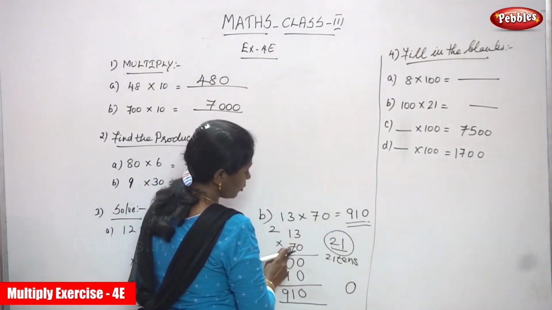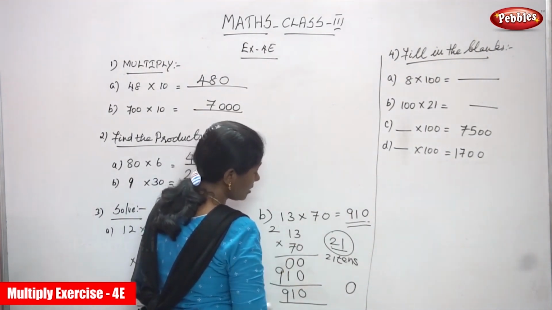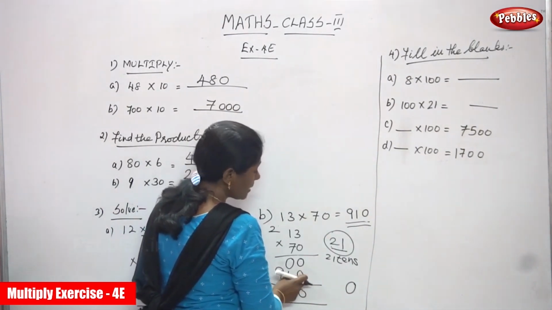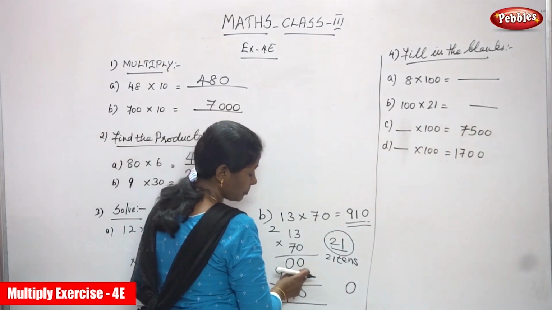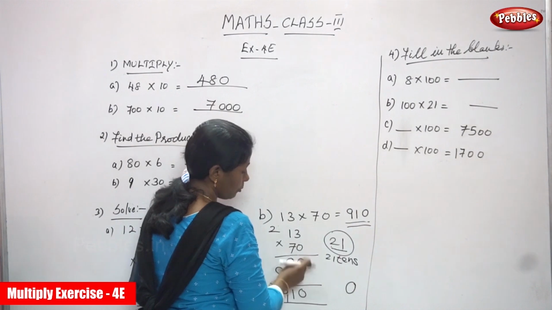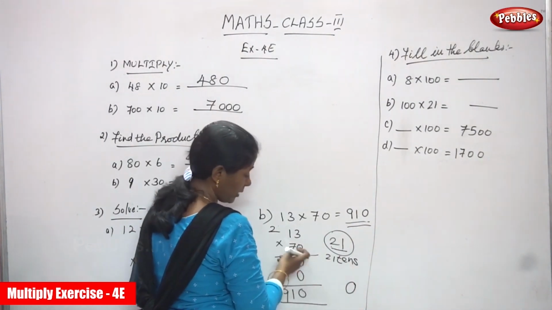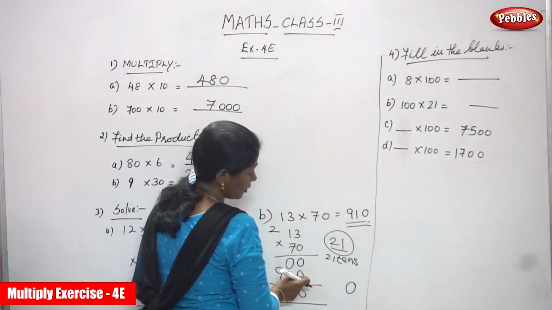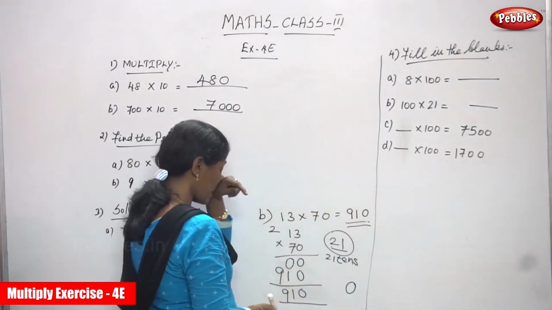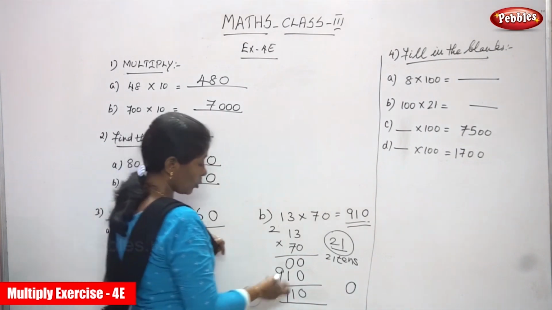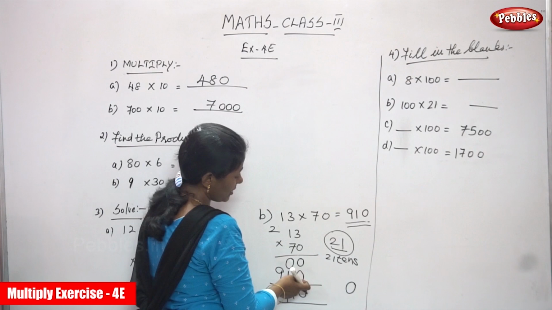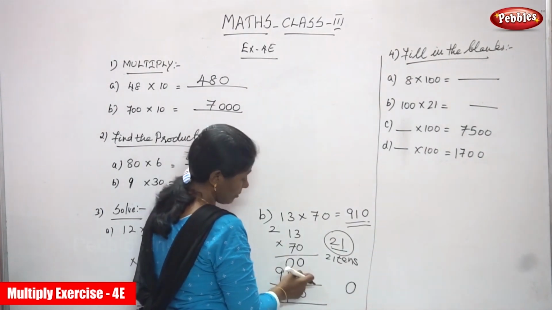Then I'm going to multiply by 7 tens into 13. So in the ones place, you must write 0, because you are not going to write in the ones place. If you don't write 0 in the ones place, then when you add, you will get confused. That is the only reason I've written 0 in the ones place.